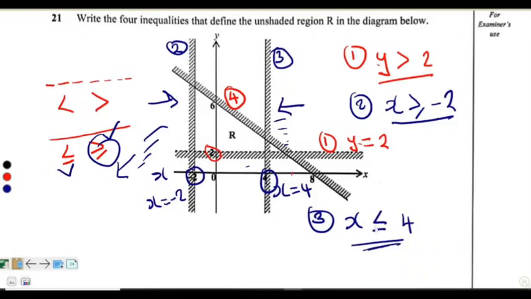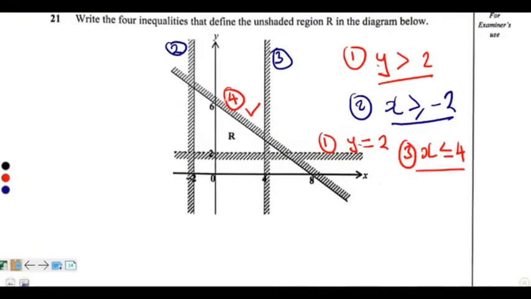This is our third inequality. Now we need to find our fourth inequality, which is this one right here. It's the only line that is remaining. So how can we find this? We are just remaining with line 4 right here. For this line 4, you have to be careful.